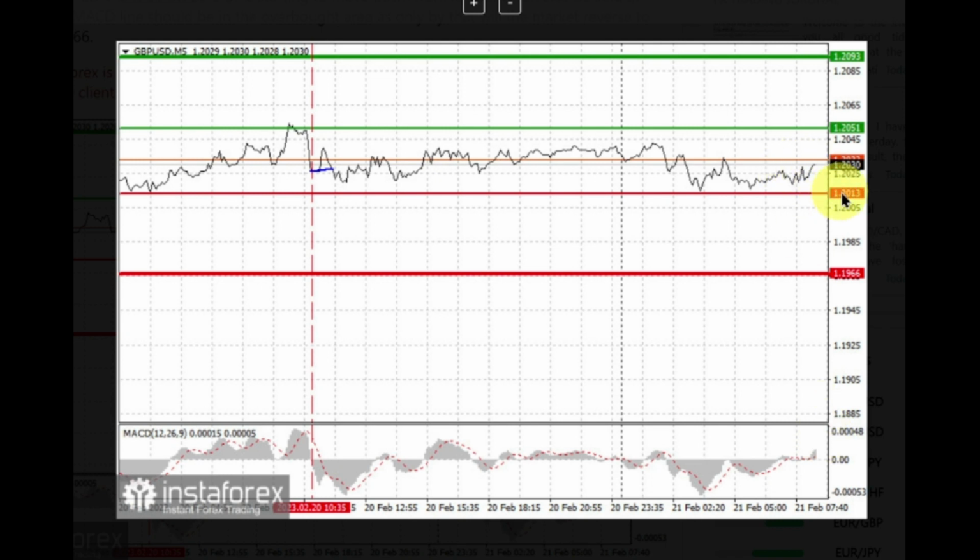Pound can be bought at 1.2013. But the MACD line should be in the oversold area, as only by that will the market reverse to 1.2051 and 1.2093.